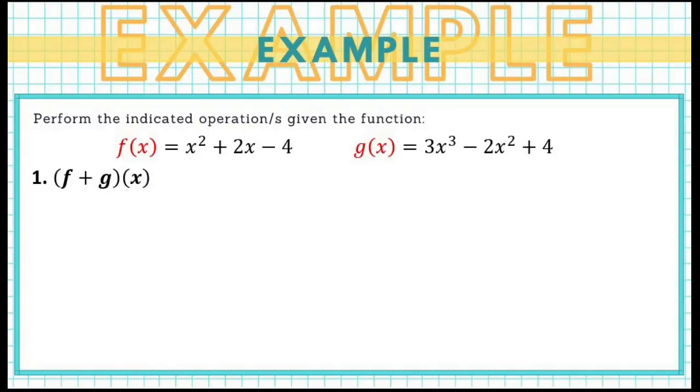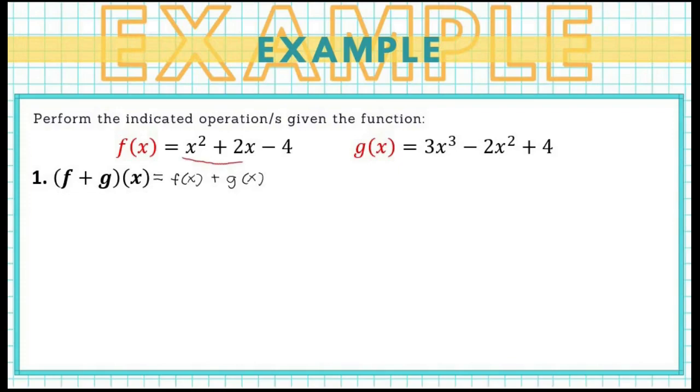Let's now have examples, and for the first example, we are given two functions f of x and g of x. We are tasked to operate f plus g of x, or simply addition of functions. We start by writing the equivalent of f plus g of x. We can write it as f of x plus g of x. Then afterwards, we simply substitute the values of f of x and g of x.